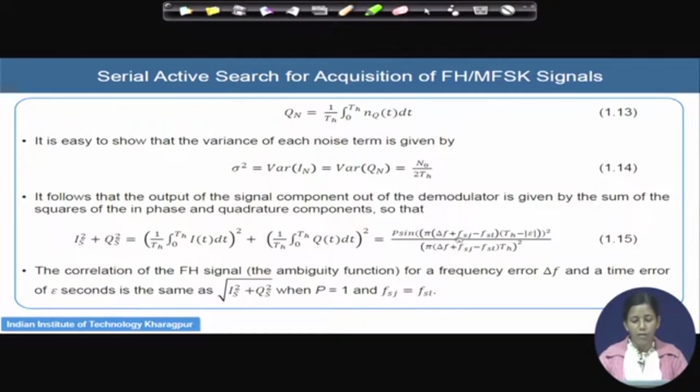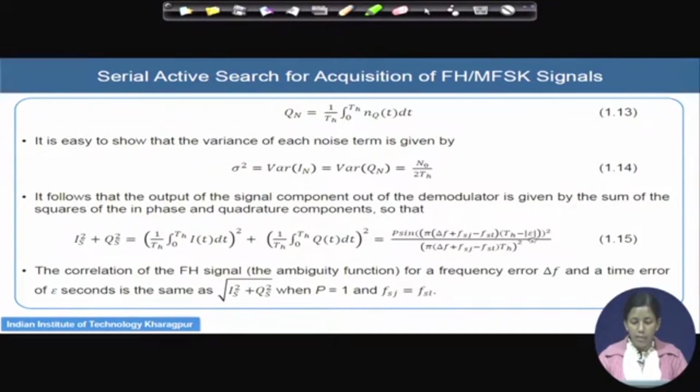f_sj is the frequency associated with the jth modulation tone, and remember this l is the frequency associated with the lth modulation tone. This substitution comes because of the del F error, as you may get some interference from the neighboring modulating tone, so the difference of these two tones will be reflected in the computation of I_s square plus Q_s square.